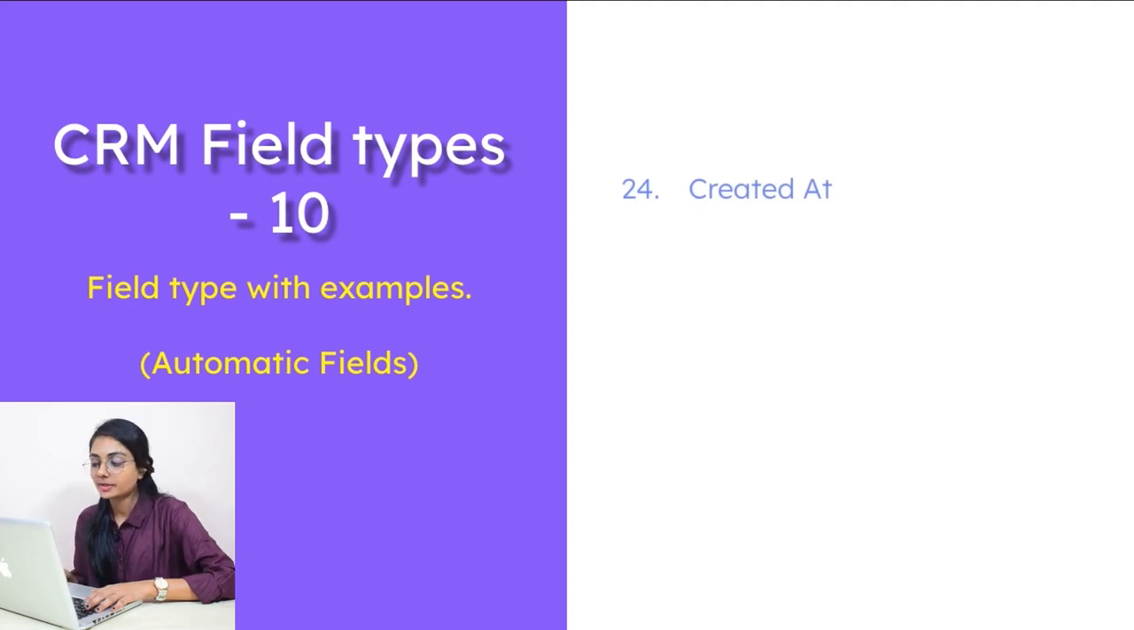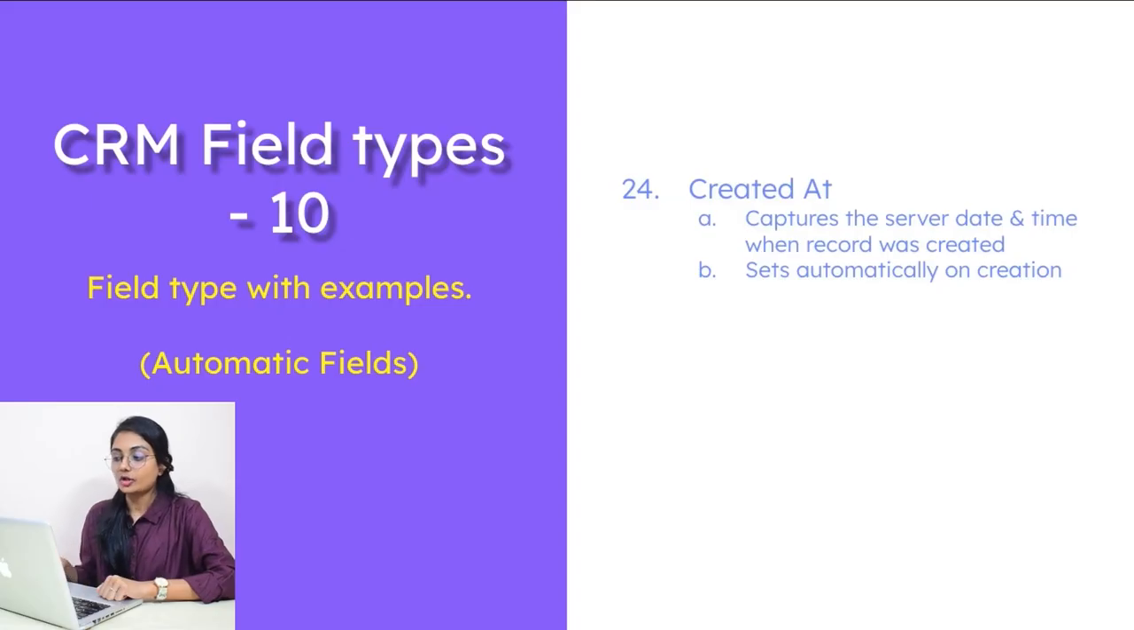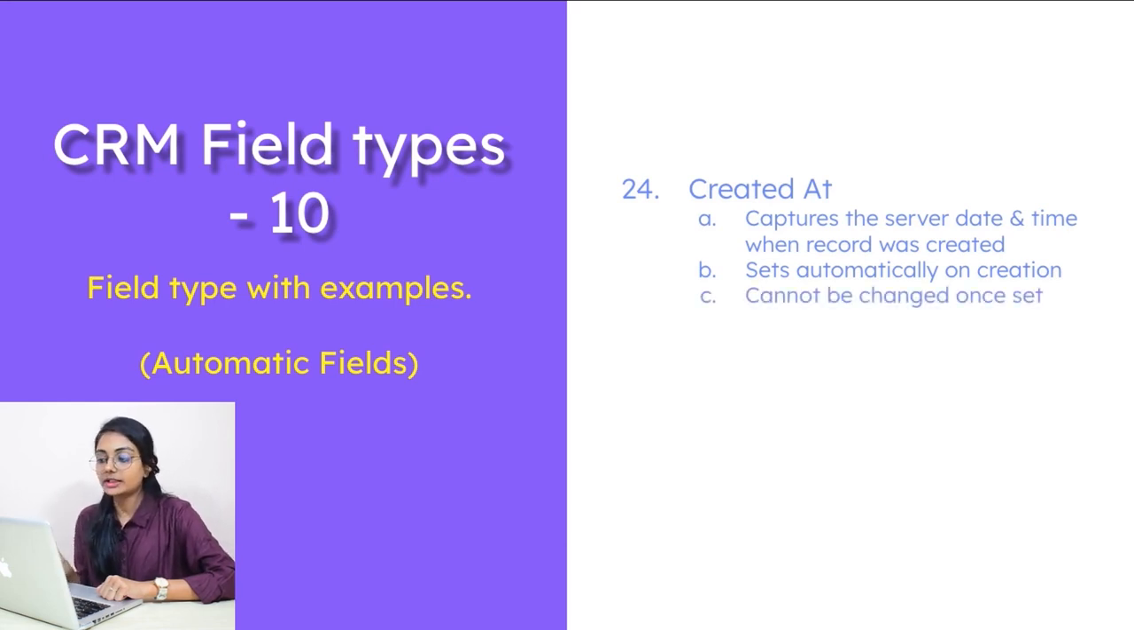For example, we have created at. Created at is something which is stored automatically by the system as per server date and time. Whenever some new information is being created in the system, it could be a lead, the lead which you are creating. So when was that lead created? The exact date and time of that lead will be captured there. This is set automatically whenever a new record is created in the system. Once it is set, created at cannot be changed. That means once the information of when you generated this record in our system gets updated, you cannot change it.